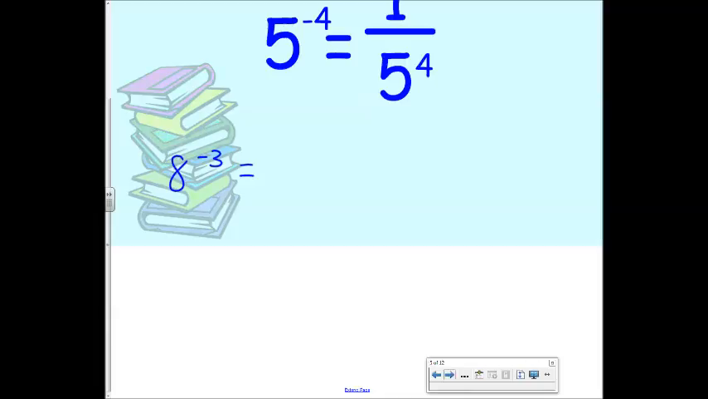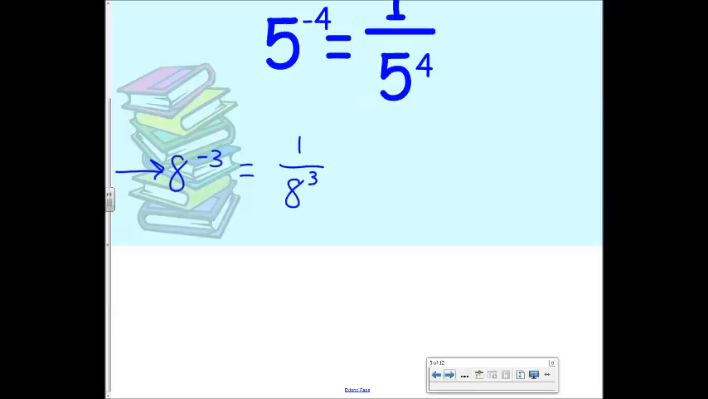1 over 8 to the, okay. Just like you cannot leave a variable negative, you cannot leave an exponent negative. So this would be considered an incorrect answer. It's not simplified, so you've got to simplify it. It's always going to be 1 on top, and then it's just whatever your base was, but your exponent now, instead of being negative, becomes positive.